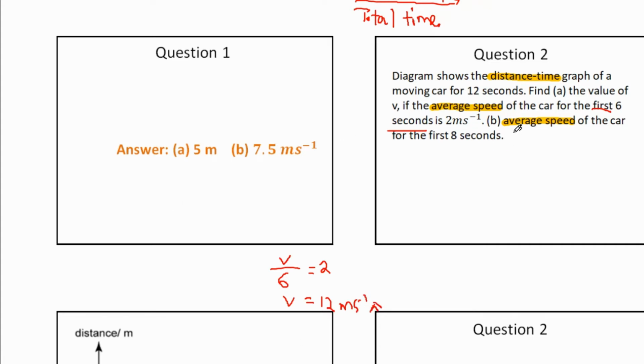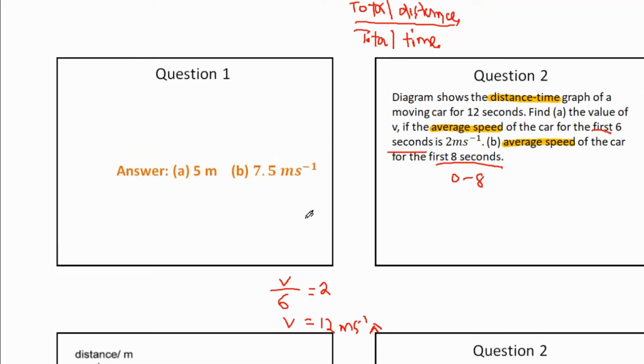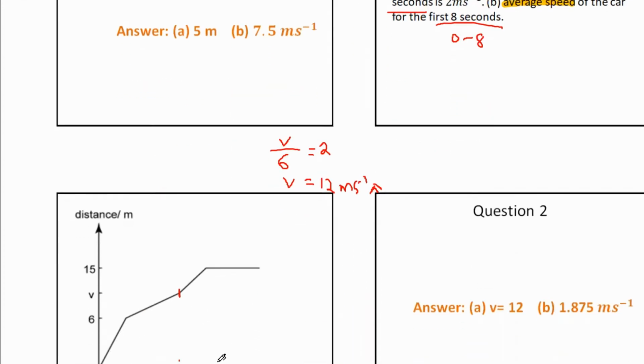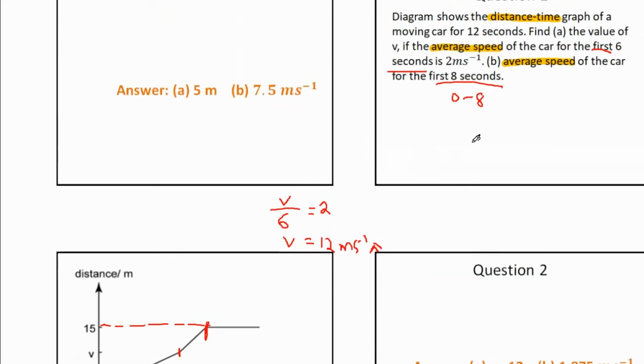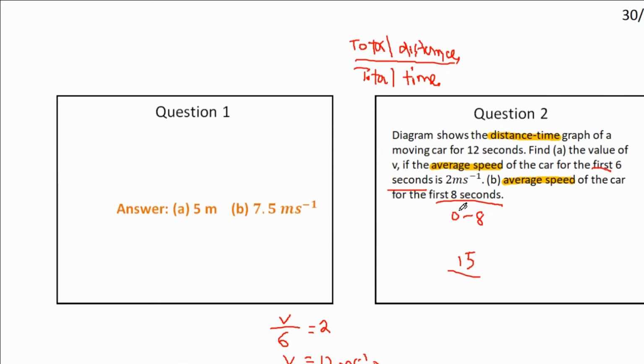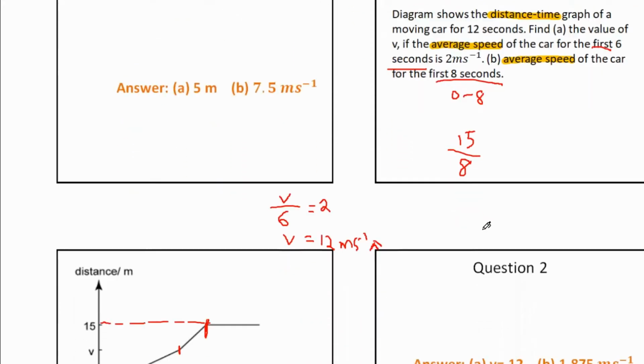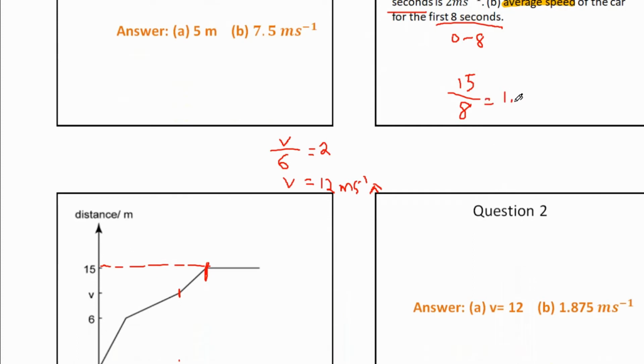B. Find the average speed of the car for the first 8 seconds, meaning from 0 to 8. We use the same formula here: total distance over total time. So 8 is here. The total distance traveled is 15 meters. So 15 divided by the total time, 8 seconds. Then you will have 1.875 meters per second.